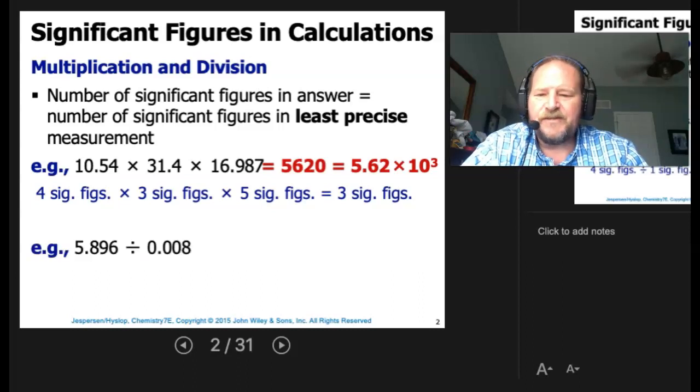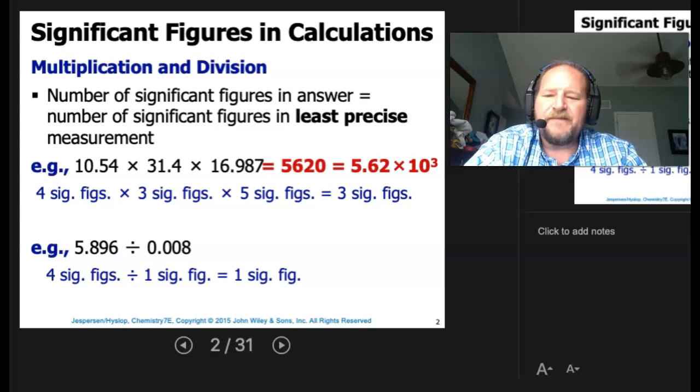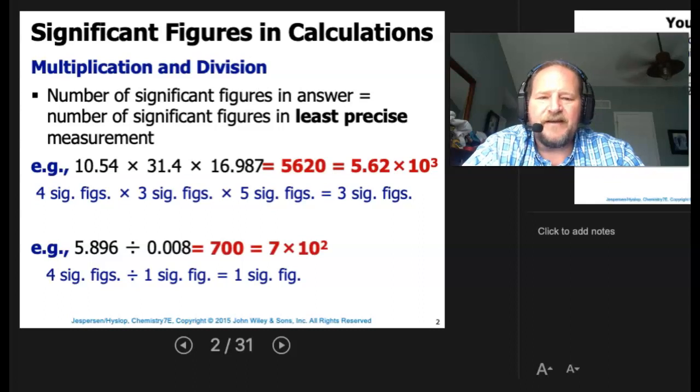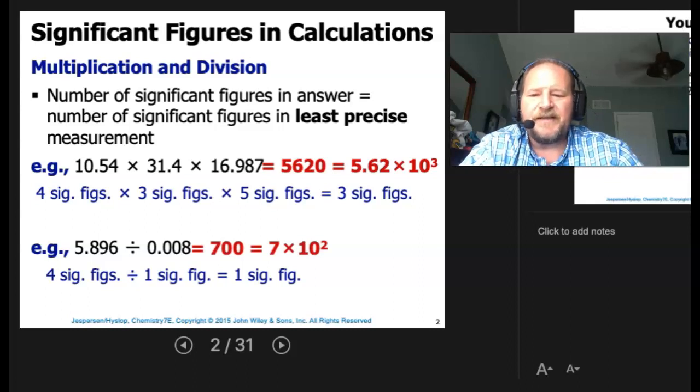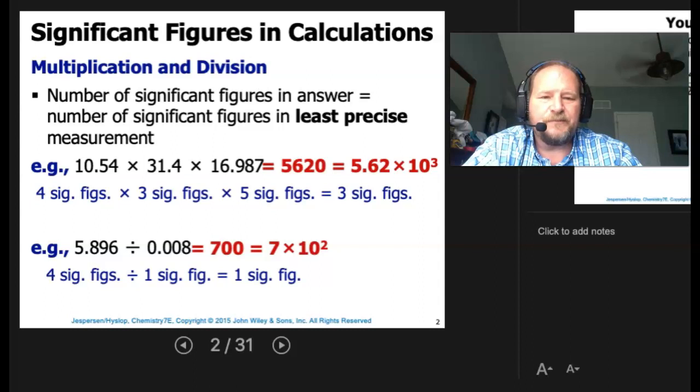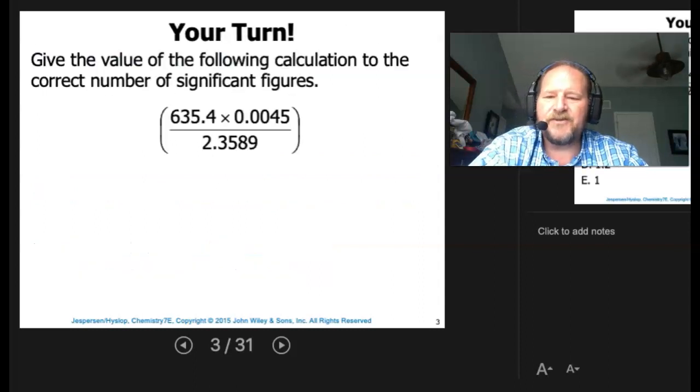Again, if I take division, 5.896 divided by 0.008, that gives me 4 sig figs divided by 1 sig fig, which means I get 1 sig fig in my final answer. So when I run that through my calculator, I get 700, and of course I'd report that as 7 times 10 to the 2. All right, let's give it a try.